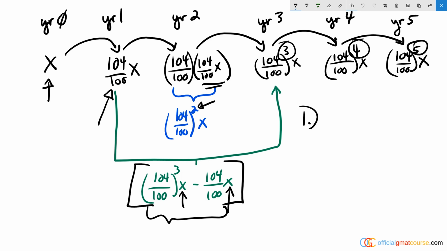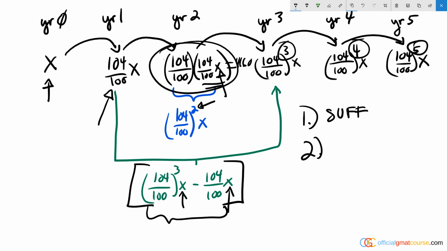Statement 1 says the amount of investment at the beginning of the second year was 4160. Well, that equaling 4160 is definitely solvable for x. So statement 1 is sufficient. Statement 2 is basically the exact same information. The amount of the investment at the beginning of year 3 was 432640.